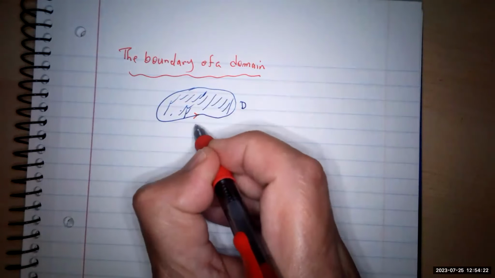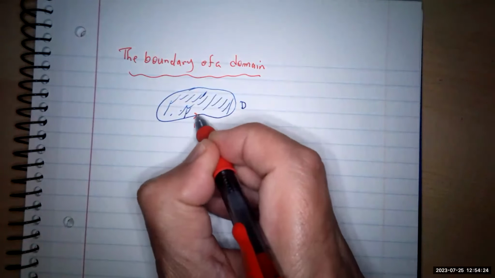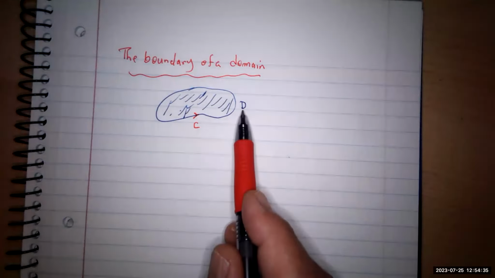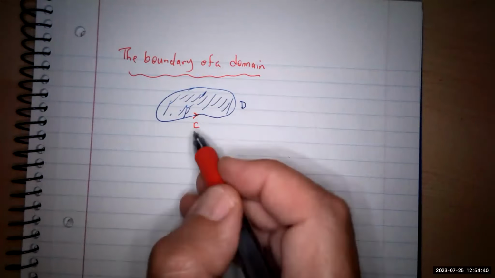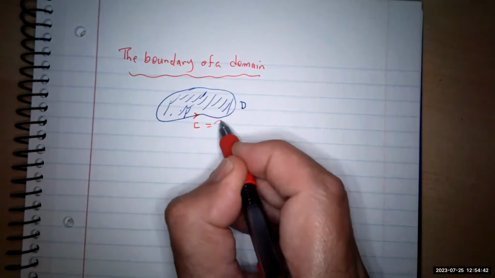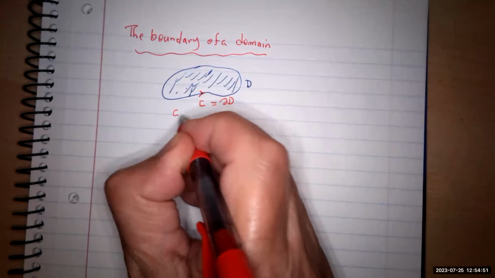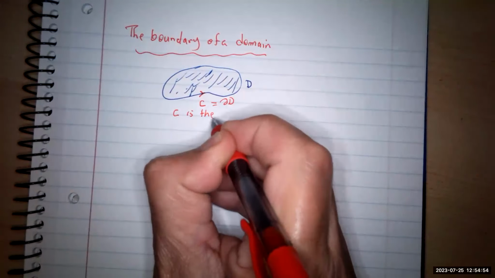This is going to be the curve C. The curve C is enclosing all the points of D. We call it the boundary, like the usual expression. So the domain is D, and C is the boundary of D. This is the way you denote it. Say C is the boundary of D, in case you see it.